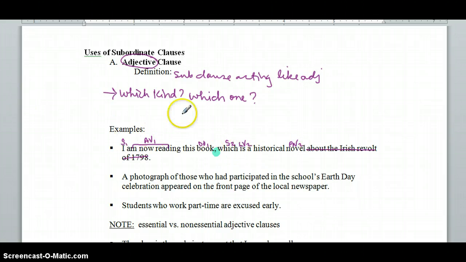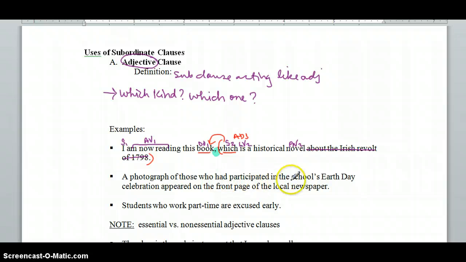Now clearly, I am now reading this book can stand alone. Which is a historical novel about the Irish Revolt of 1798 can't, and this is telling me which book. So that makes it an adjective clause. In this case, that subordinating conjunction which has a grammatical function in the clause. So let's look at the next one.